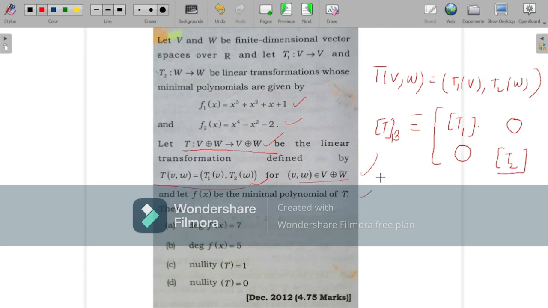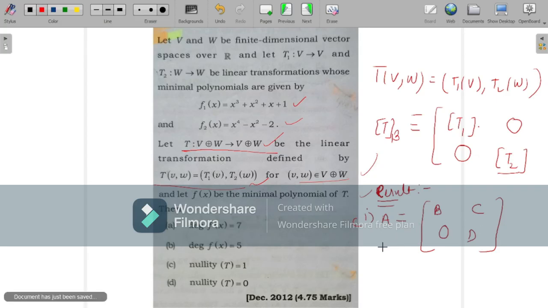Okay. Now use the result that if a matrix A has the block form, with this and this being zero matrices, and B, C, D any matrices, then in this case the characteristic polynomial of this matrix A is the product of the characteristic polynomial of the matrix B and the characteristic polynomial of the matrix D.